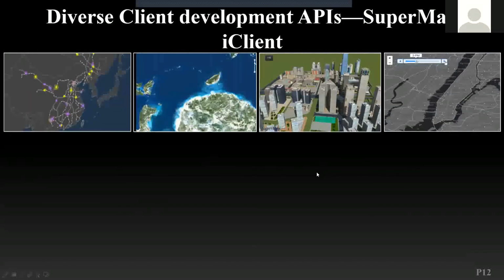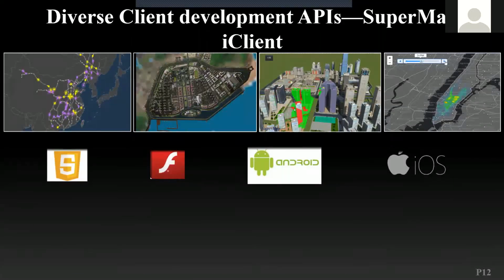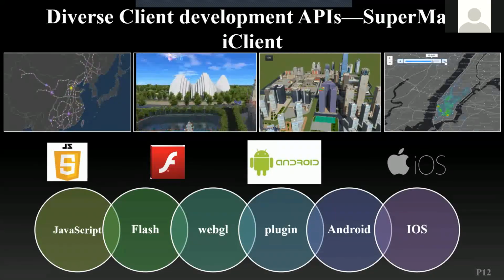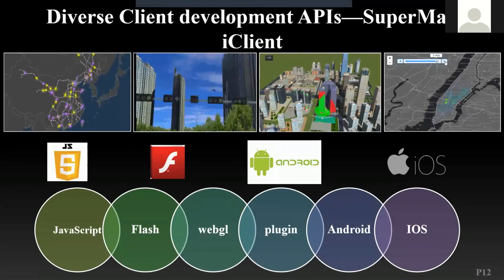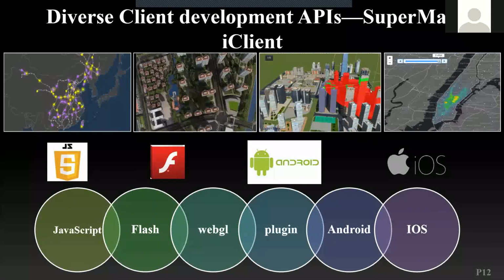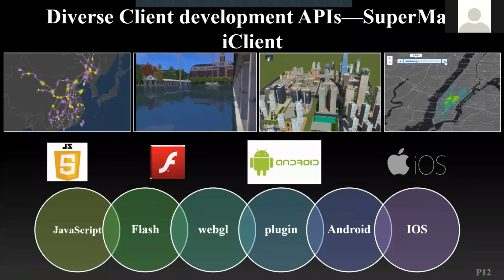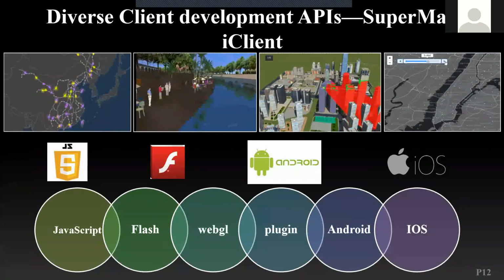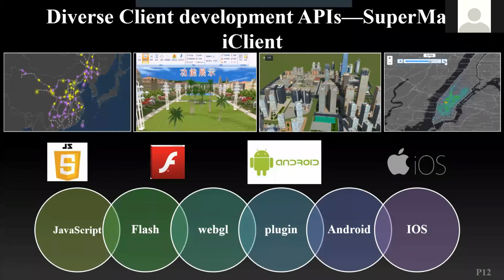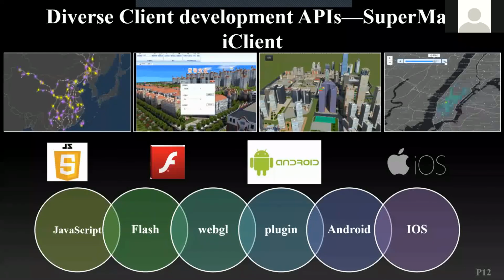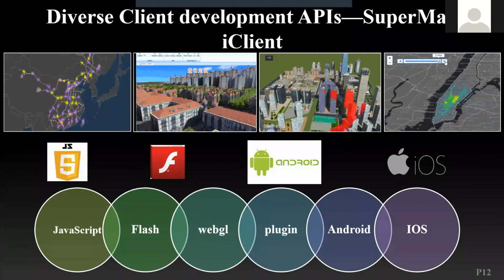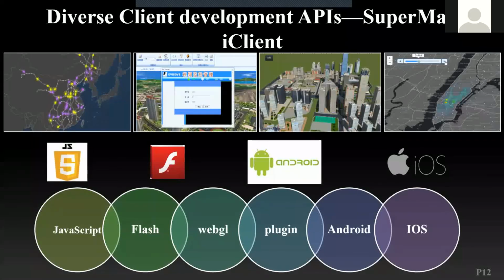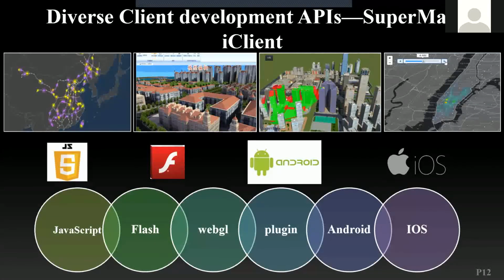All right, so besides the services and service management and how to use the services, we can use the SuperMap iClient to achieve whatever functions we want on the web terminal. The SuperMap iClient can be based on different languages and technologies, like JavaScript, Flash, and a WebGL plugin, which is for 3D, and also Android and iOS. Later I will introduce the iClient in detail in another PowerPoint.